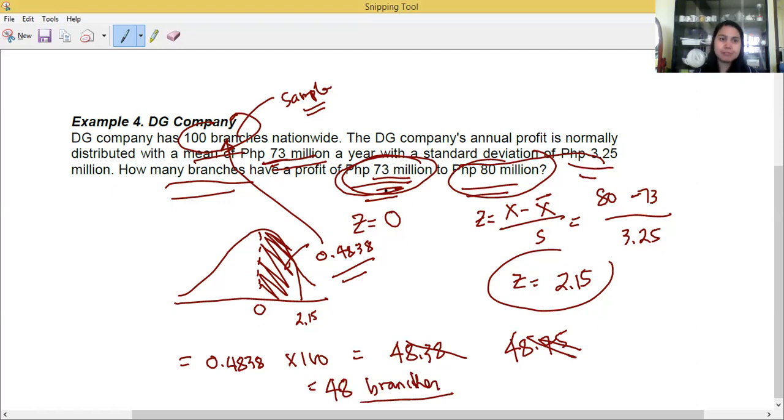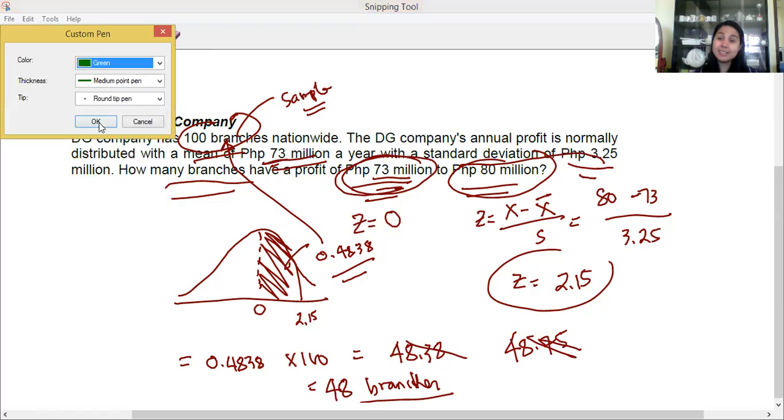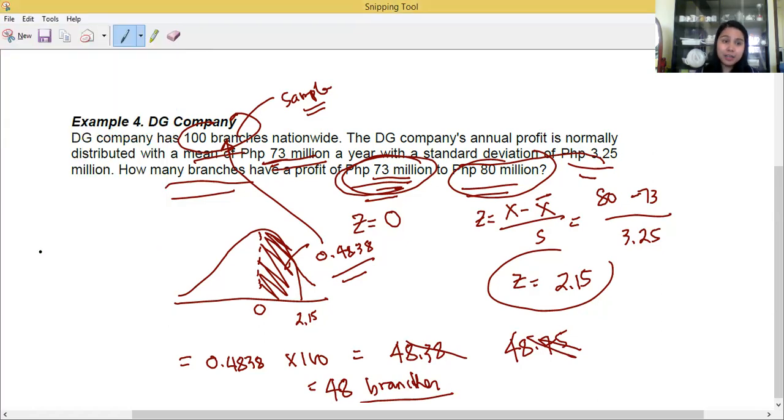What if in the example, the number of branches is 500? Then simple. You multiply 0.4838 by 500 if it's the total or the population. Now, do you have any questions?